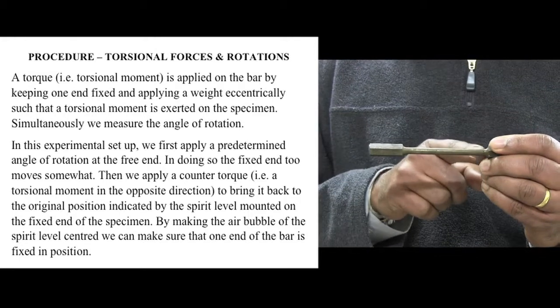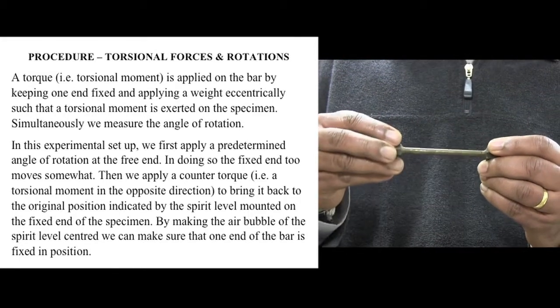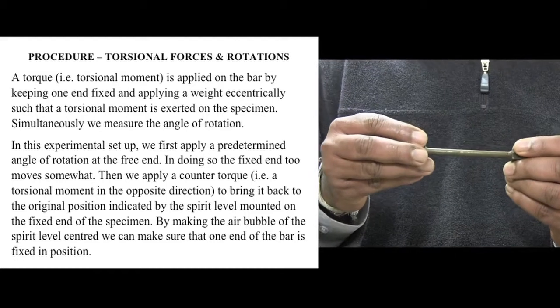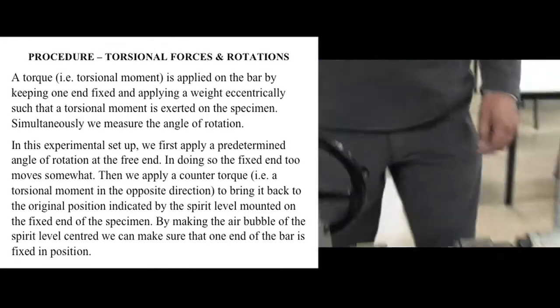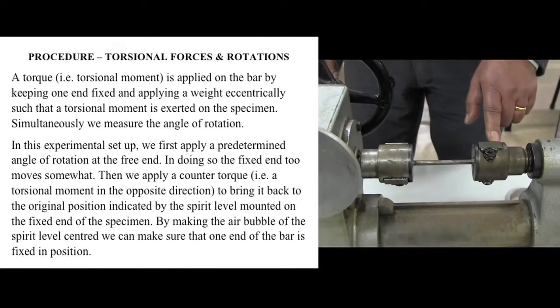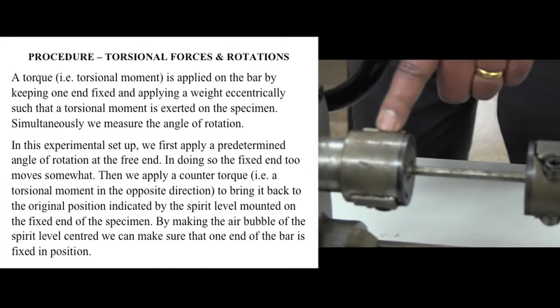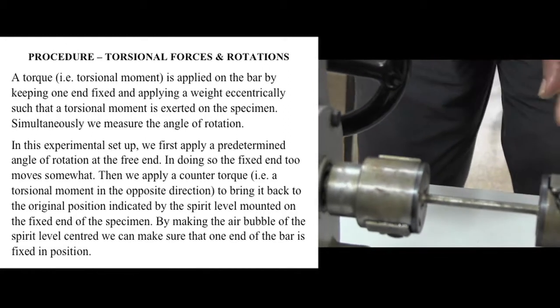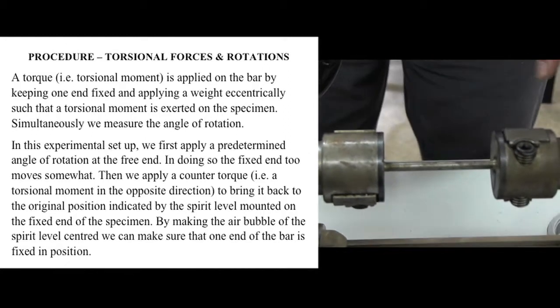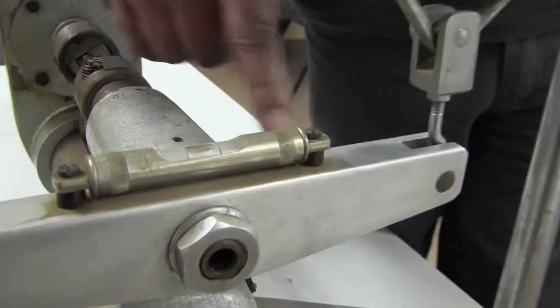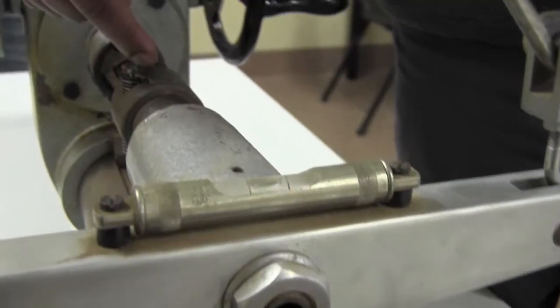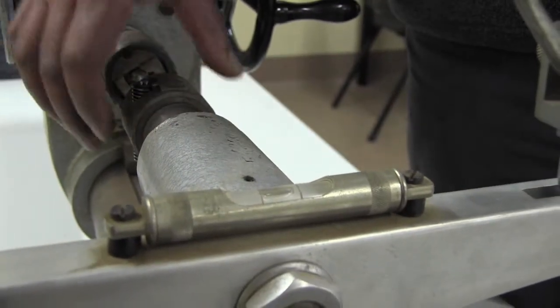Only this part is subjected to twisting because these two ends are supposed to be fixed or rigid. It's a special purpose test machine for testing torsion. This end is fixed and the other end is turned. In order to keep this end fixed, we make use of the spirit level. The spirit level is sitting on the cross arm, which is connected to the chuck or the fixed end.